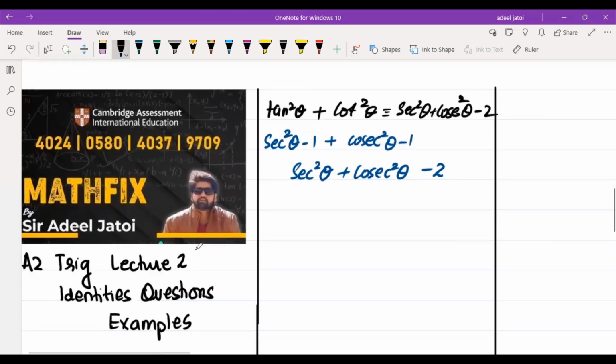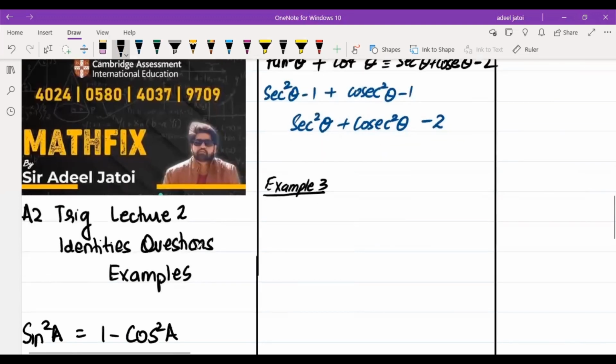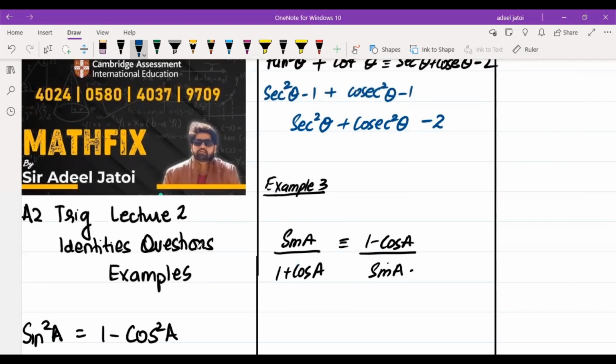Let's go with example number 3. If we say that sine A upon 1 plus cos A is identical to (1 minus cos A) upon sine A. Here you need to understand something. You do not have any identity of sine A, you do not have any identity of 1 plus cos A. Similarly, if I shift from right to left, sine A and 1 minus cos A do not have any identity. So that means nothing can be changed with respect to the identities.